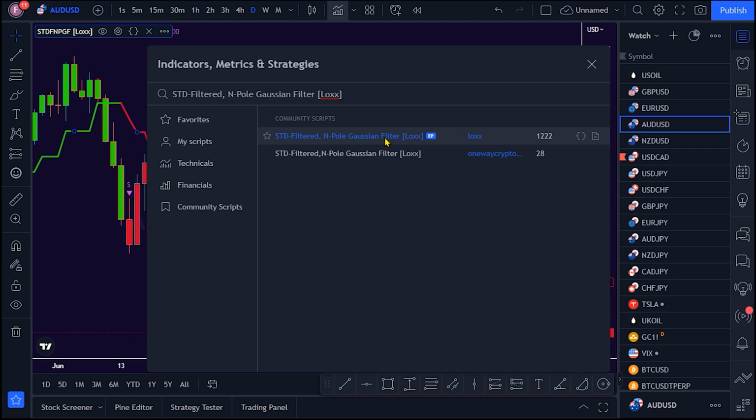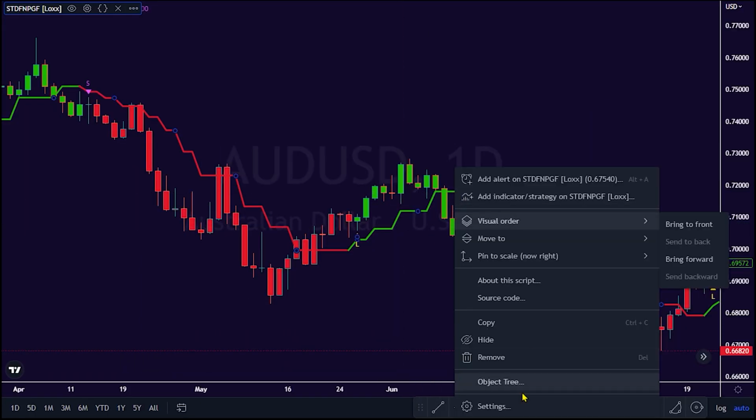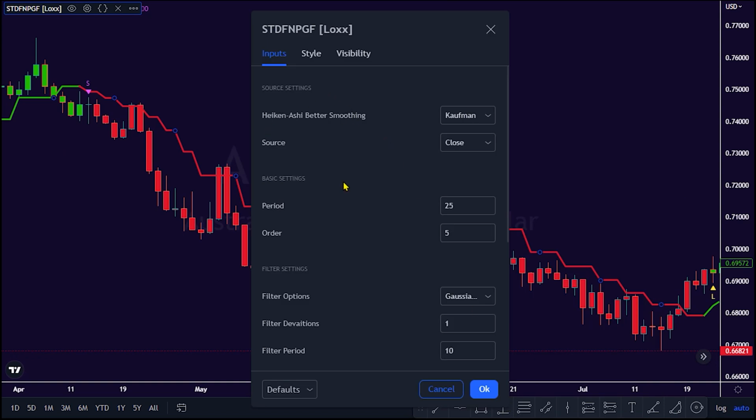Select the EP version by Lox. The basic settings of this indicator are the period and the order. By default, the period is set to 25. The default order is set to 5 poles, which is 1 pole greater than the normal maximum of 4 poles. Traders can try poles of order 15 and above.